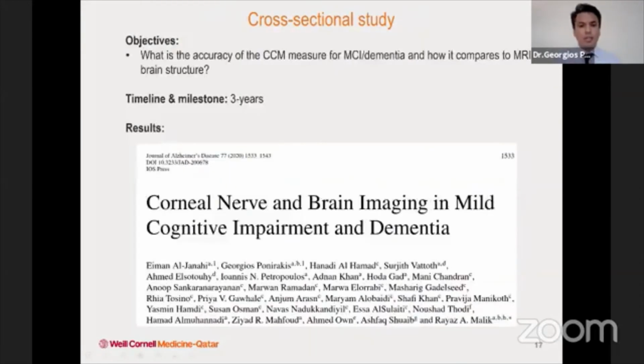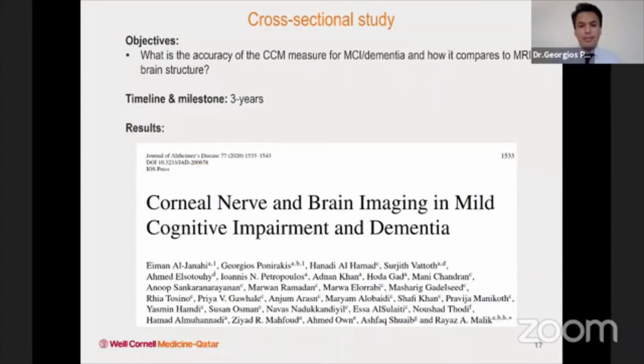Next thing we wanted to test is what is the accuracy of the CCM measures for MCI and dementia, and how does it compare with MRI brain structure, the currently accepted biomarker for dementia. Again, this is work that was published in the Journal of Alzheimer's Disease in 2020.